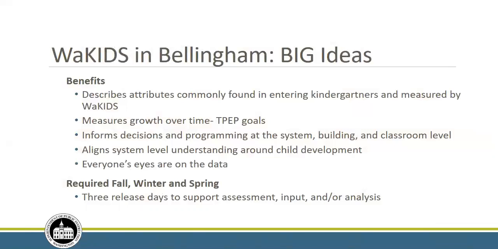So a great example was I had a building about 4 years ago, and when their data came in, because we use it fall, winter, and spring, so when their winter data came in, it was obvious that their students were not making the gains that we had hoped in social emotional. And their class sizes were a little larger than the rest of the district. So I was able to build a case based on that data. There were 3 kindergarten classrooms. I hired a 4th teacher who went in and really became a social emotional kindergarten coach.